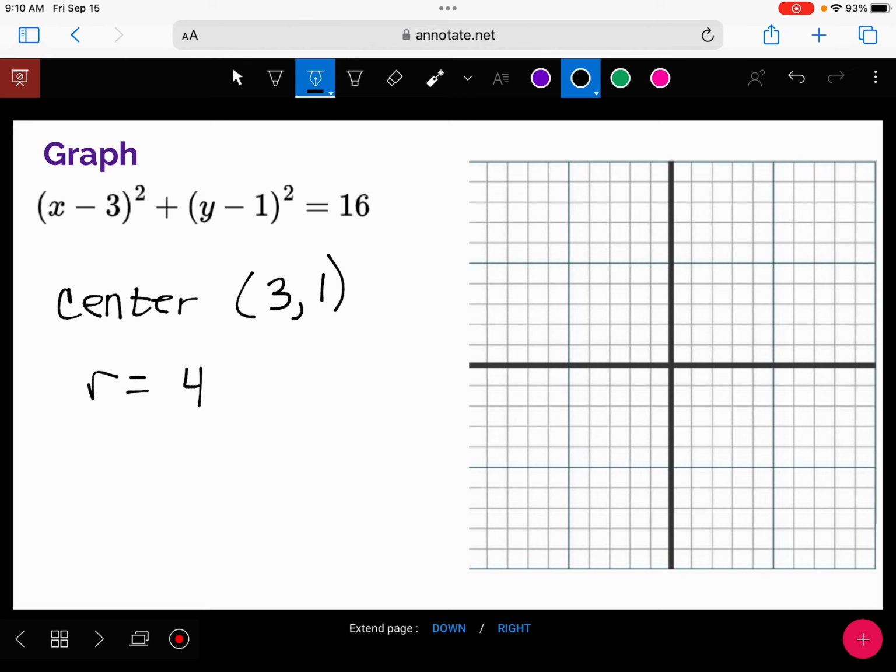So our center is at 3, 1. And our radius is 4, so we go out 4. 1, 2, 3, 4. If you go out your 4 units in the 4 directions, like north, south, east, west, it's a lot easier to eyeball it. Again, not an artiste.